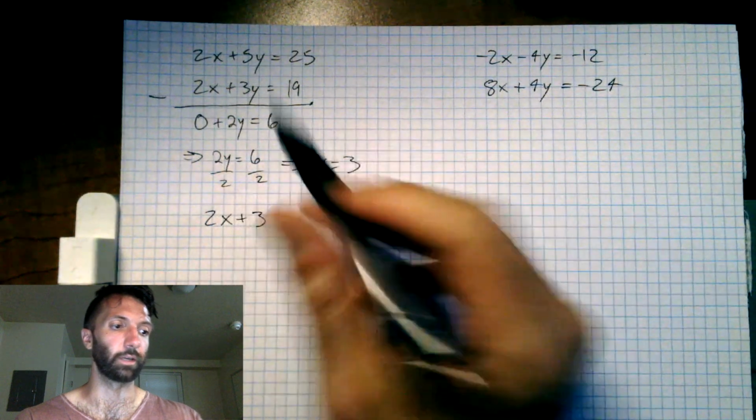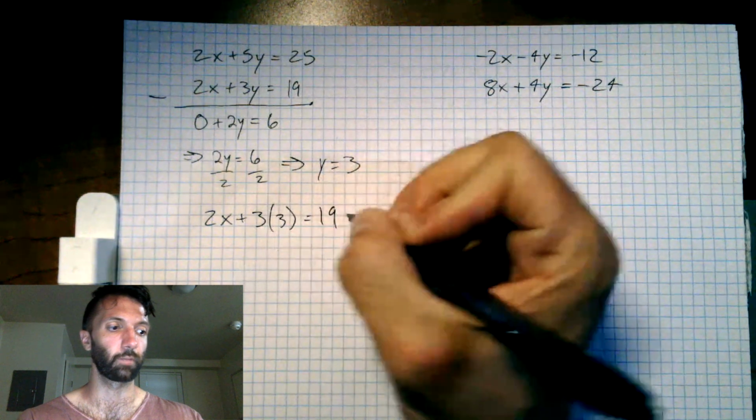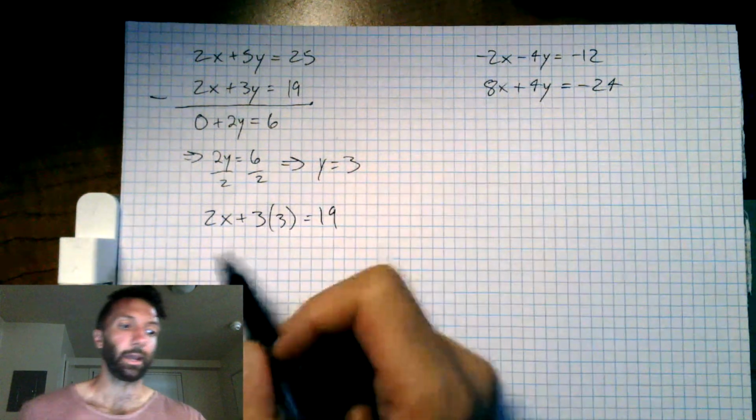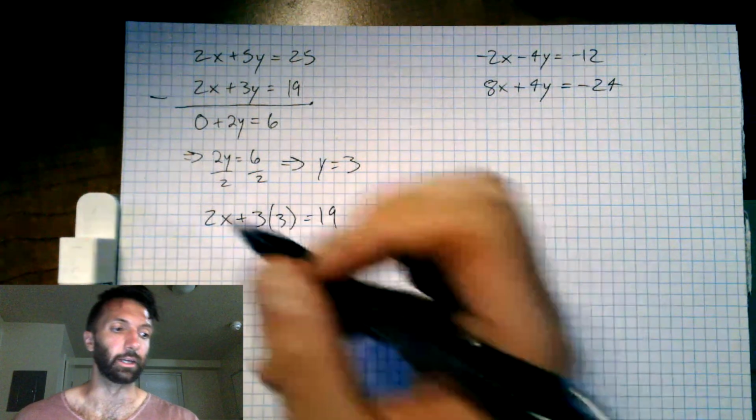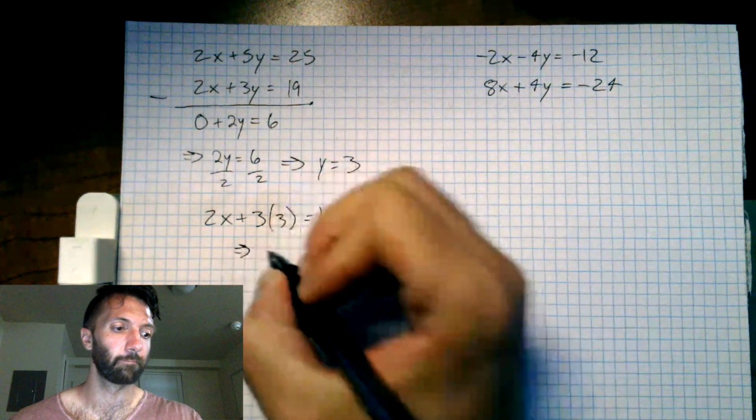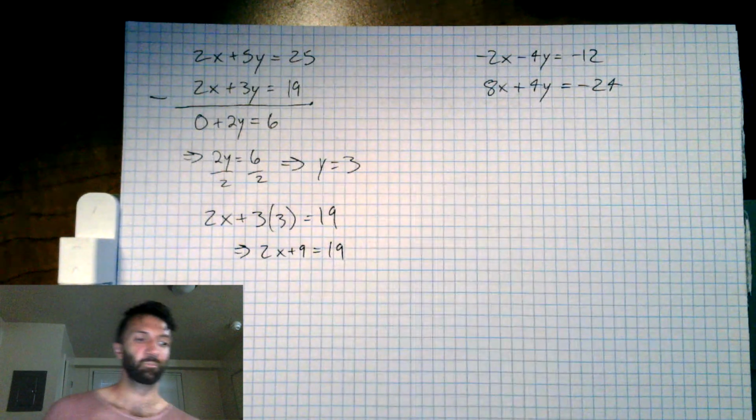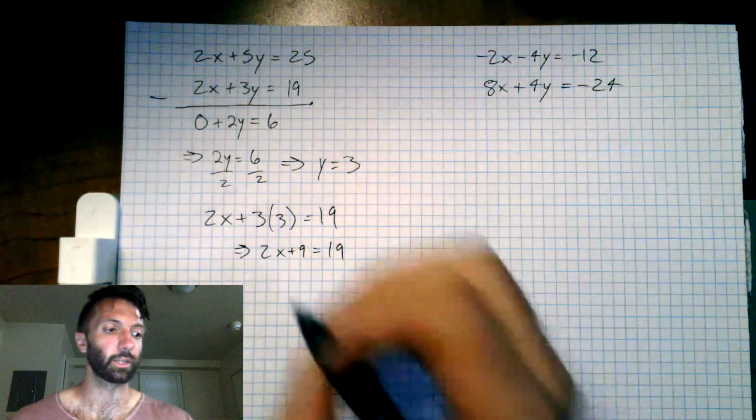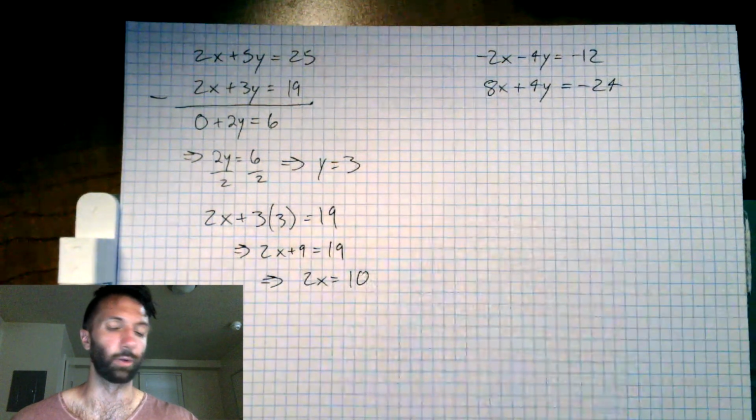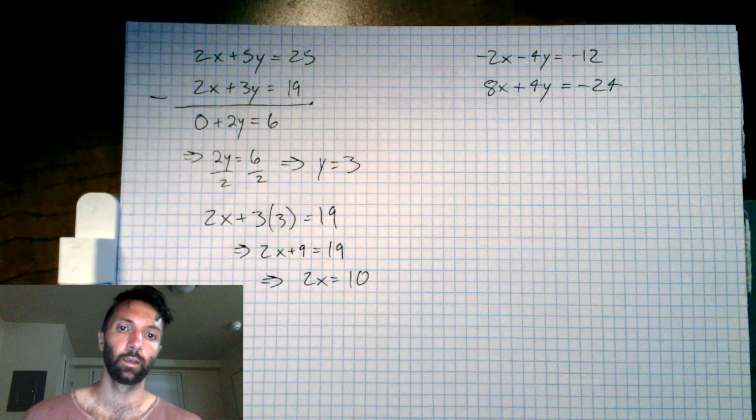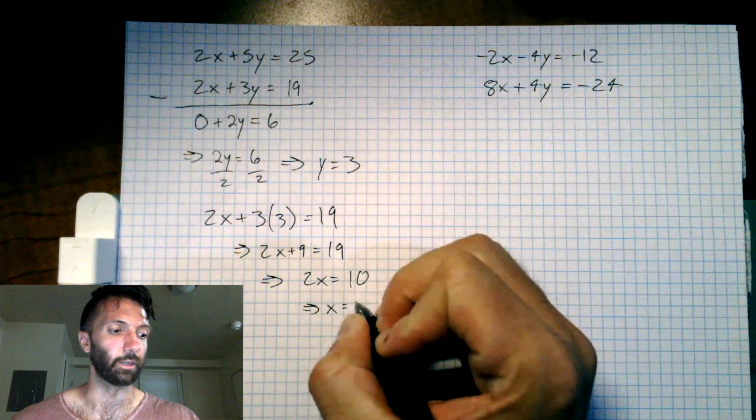2x plus 3 times, instead of y, I'm going to do times 3, equals 19. And now this is an equation that is in one variable as well, so I can solve this equation for x now. So I'll simplify. So 2x plus 9 equals 19. And then I can subtract 9 from both sides. And so I get 2x equals 10. And then of course divide both sides by 2. And so x equals 5.